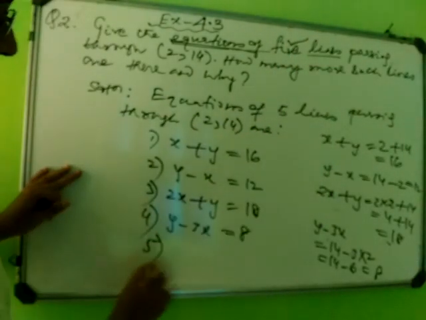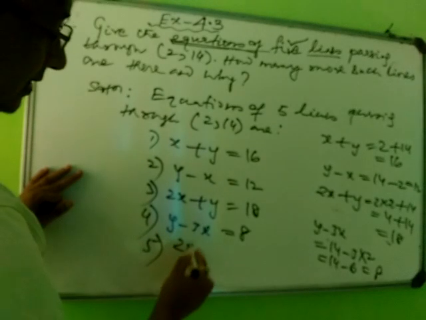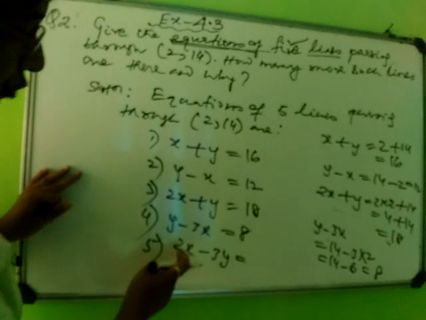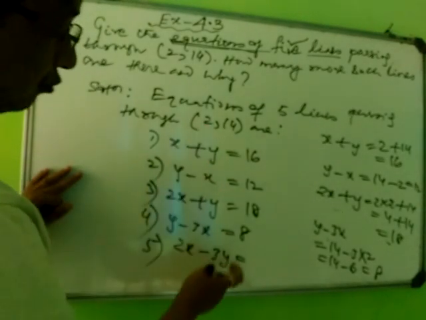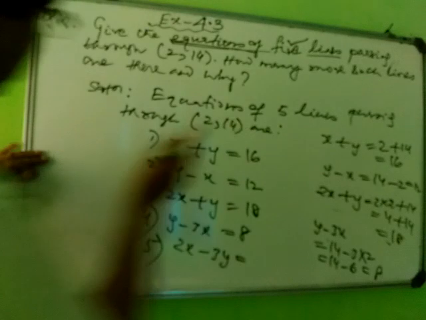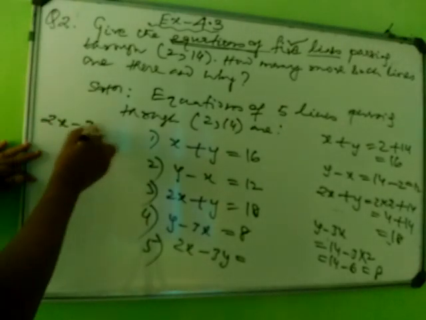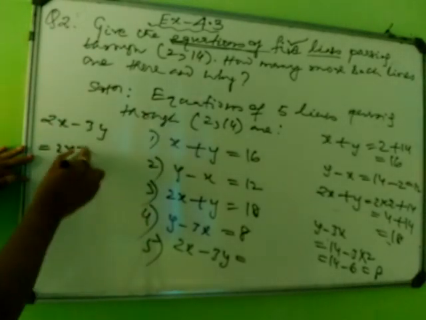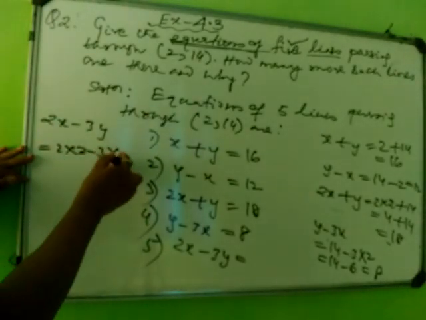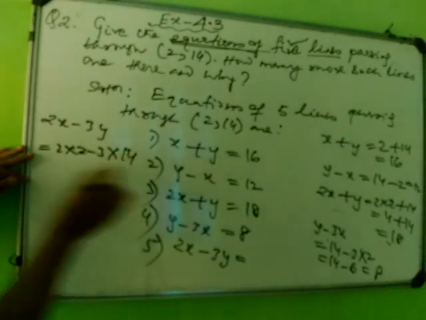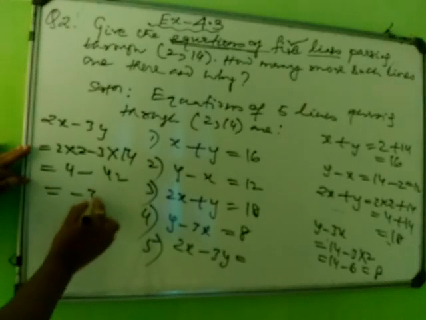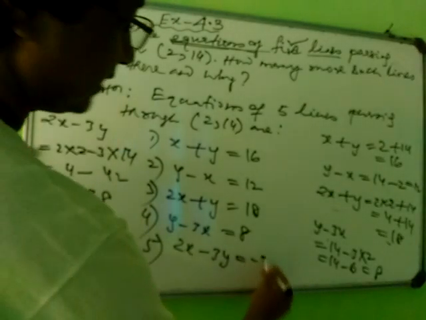You have got 4. So you need one more. Number 5, say it is twice x minus 3y. Supposing. So x will be 2, y is 14. So now twice x minus 3y, so 2 into x, x is 2, minus 3 into y, y is 14. So equals 4 minus 42. You got minus 38.